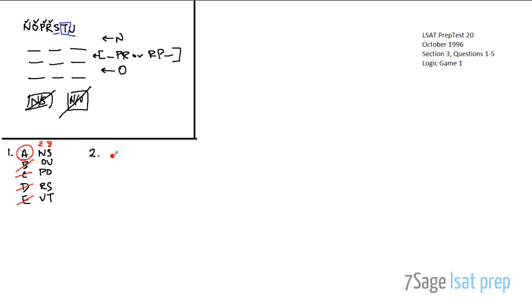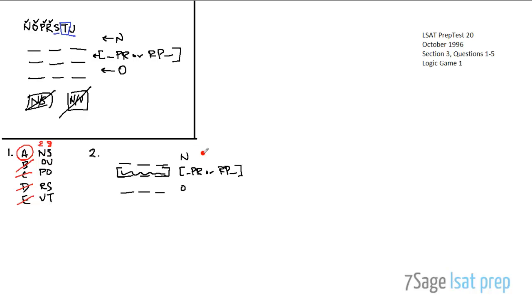Okay. Number 2. If S and U are not assigned to seats in the same row as each other, which of the following must be false? Okay. So once again, we can reproduce our thing. N has to be here, O has to be here, or RP blank has to be here. And now S and U are not assigned to the same row as each other. So this row is actually completely full. We know exactly what's going on in this row, so we don't even have to consider it, right?